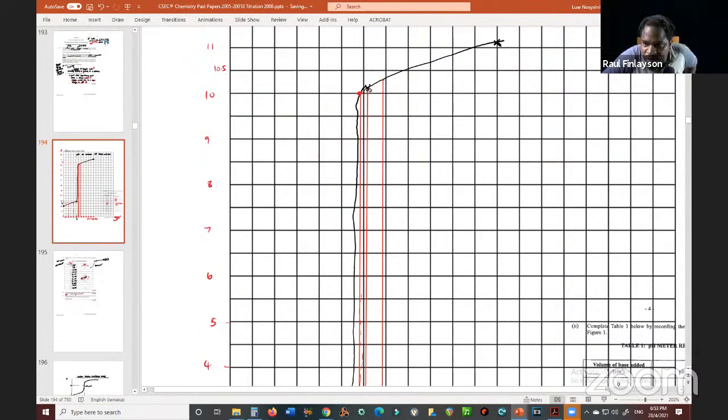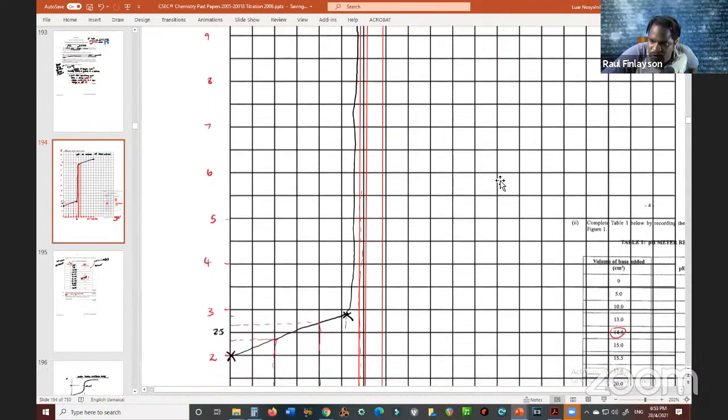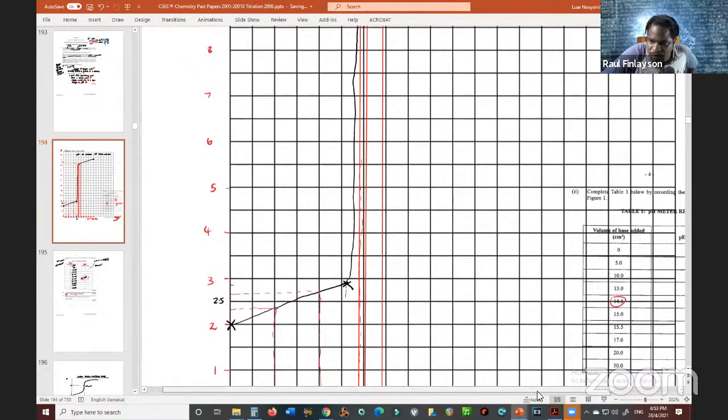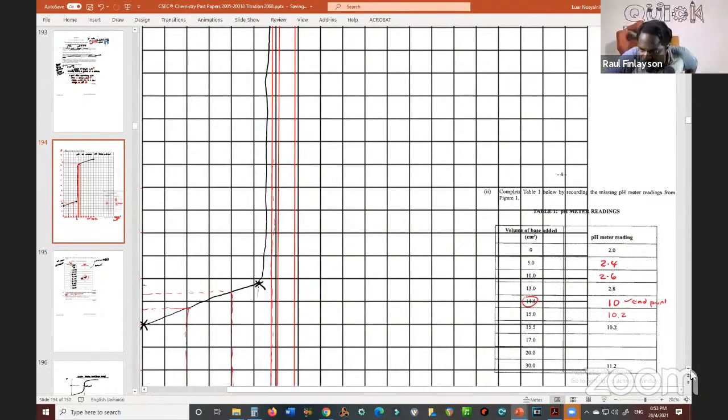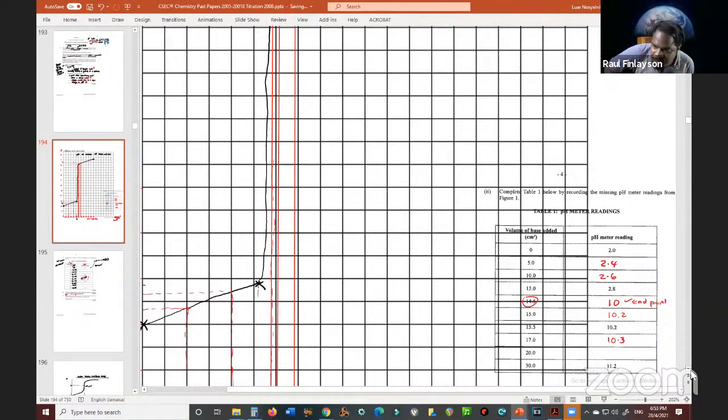See right here, so this is where we're finding it. This is where 17 is. And then we'll come across to find it here. So this looks like about 10.3. All right. And we're just estimating here. I mean, nothing is wrong because once you plot a graph, you're free to estimate accurately. 17 is 10.3. This means that after I reach the endpoint, there is really nothing much happening here in terms of a change in pH.